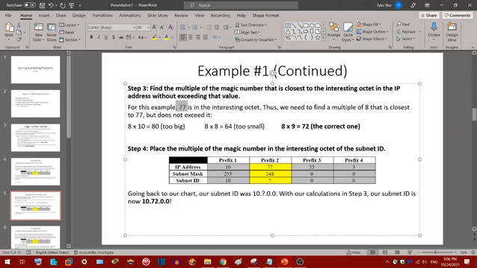So the final step is to place the multiple of the magic number in the interesting octet of the subnet ID. So going back to our chart, our subnet ID was 10.whatever.0.0. With our calculation in step 3 being 72, our subnet ID is now 10.72.0.0.